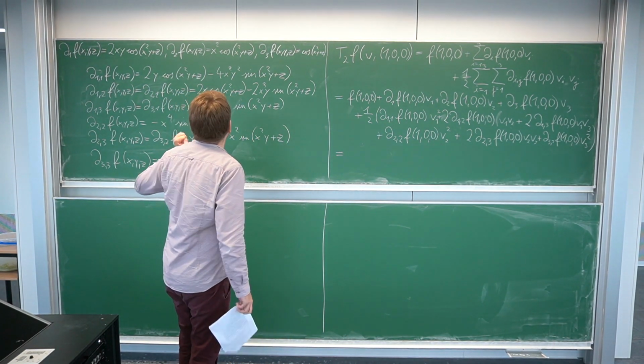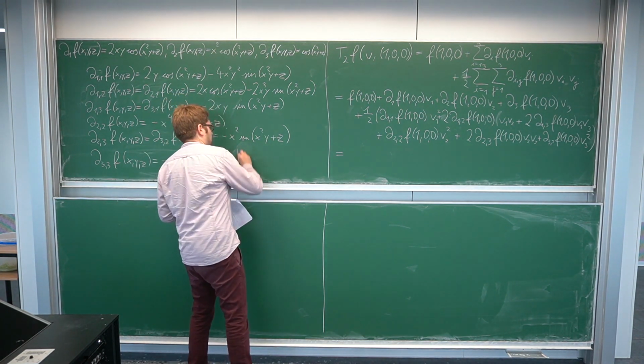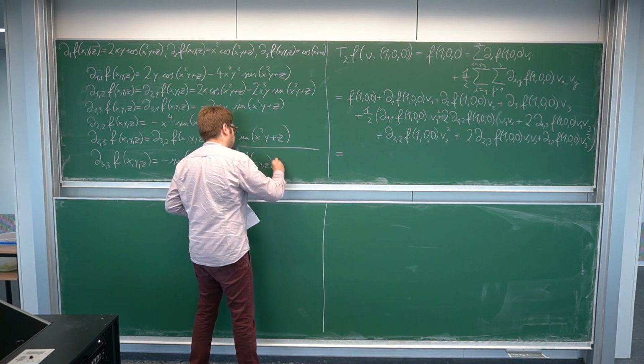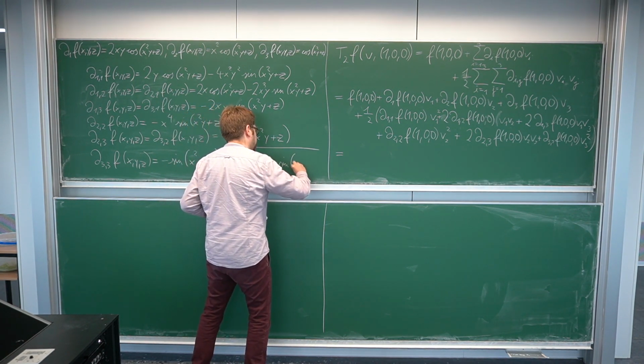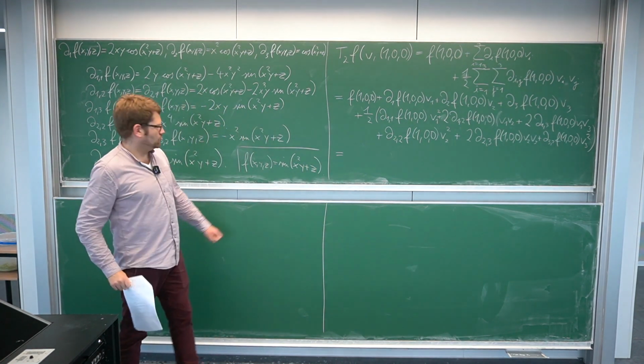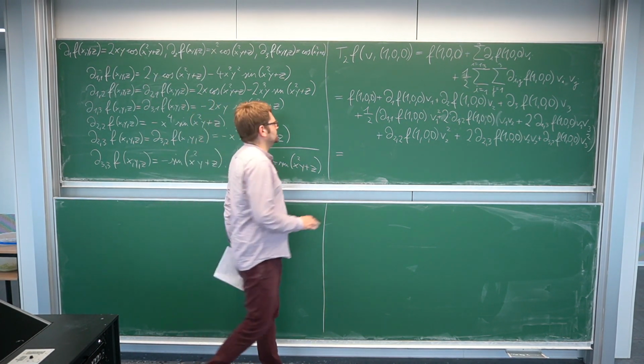Okay, f of 1, 0, 0. What do we got? f is not on the blackboard anymore. Let me scribble this here in the corner. f of x, y, z is the sine of x squared y plus z. So if we're at 1, 0, 0, we have 1 times 0 plus 0, so the sine of 0, which is 0.